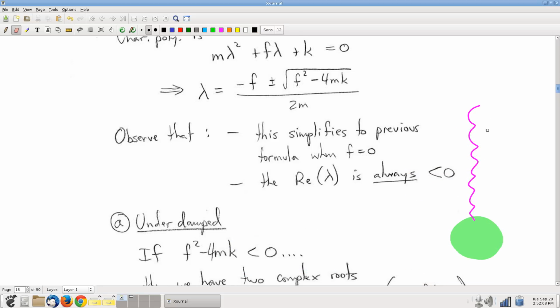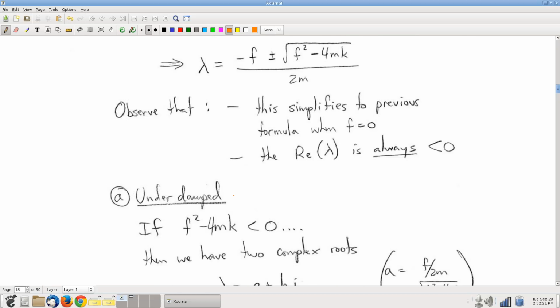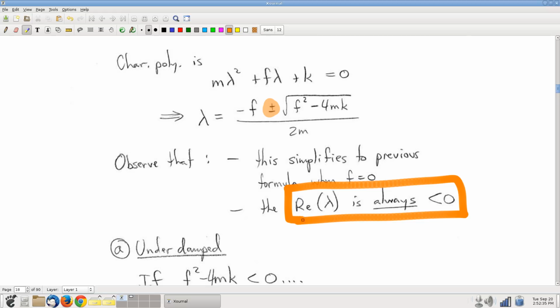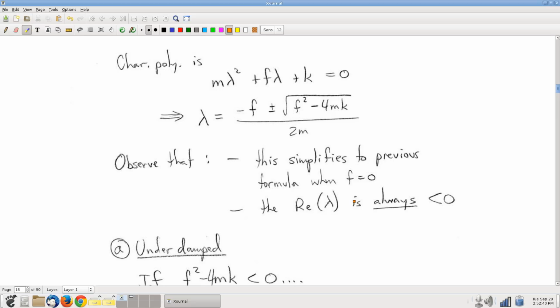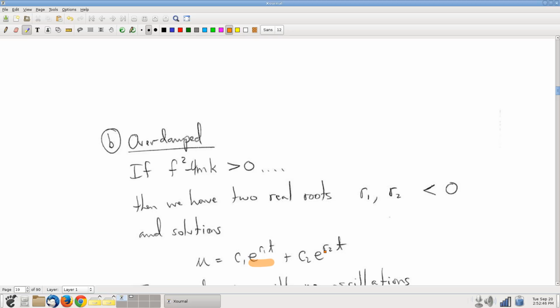And so let's study now the math side of that. What happens to the math if the discriminant is positive? Well, if the discriminant's positive, then you get two real roots. Let's go back up here. If this is positive, then that's real. And with this plus or minus, you get then two real roots. Importantly, negative real roots. Right? The real component's got to be negative. So we have two negative real roots, and we know what those solutions look like. For each root, we get an exponential.